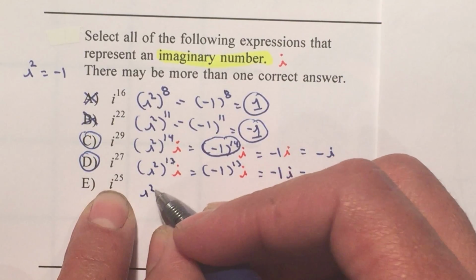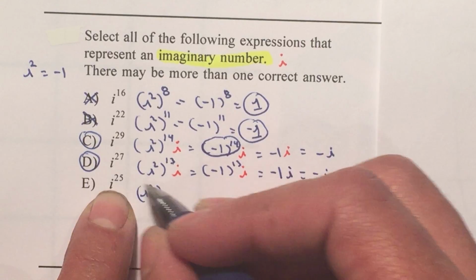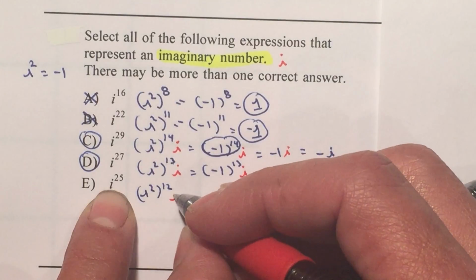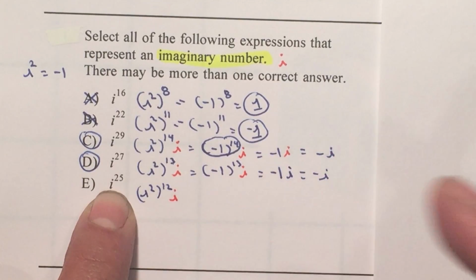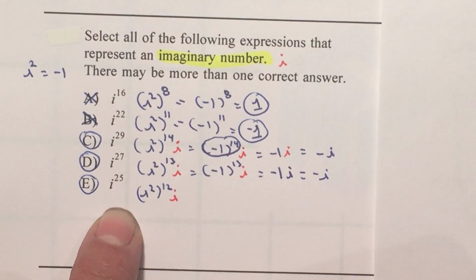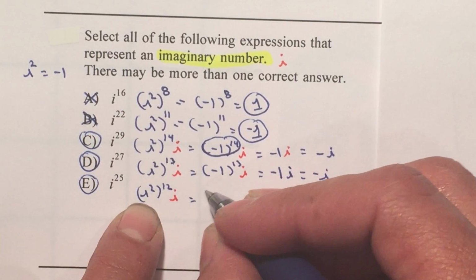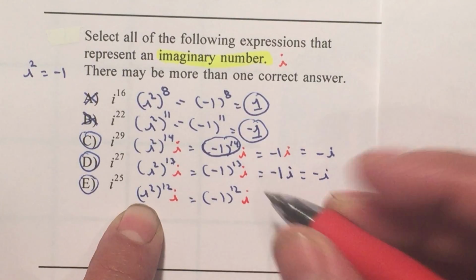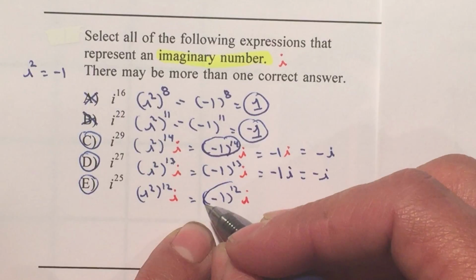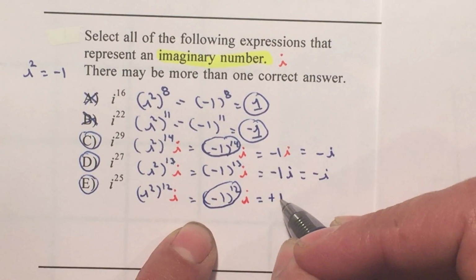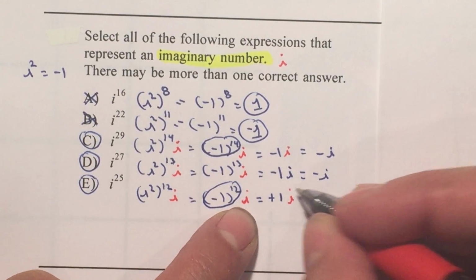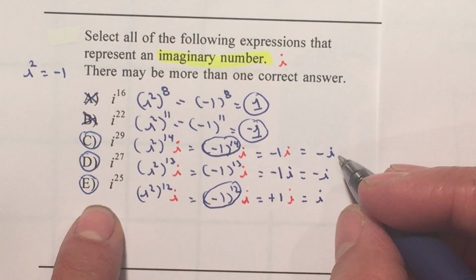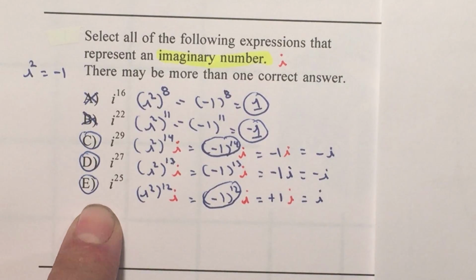Letter E, 25. i squared. How many i squares are in 25? 12. 2 times 12 is 24. To get to 25, I need one more. So therefore, my answer will have an i, and that's also an imaginary number. But let's finish it up. i squared is -1 to the 12th power times i. -1 to the 12th power is going to be +1 times i will be 1i or just i. So all three of them have an i, and they make them imaginary numbers.